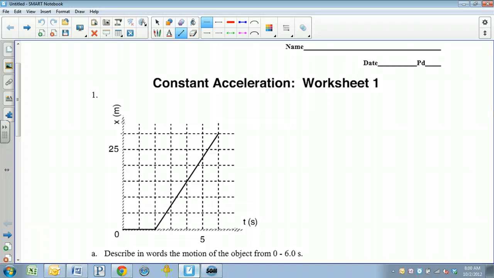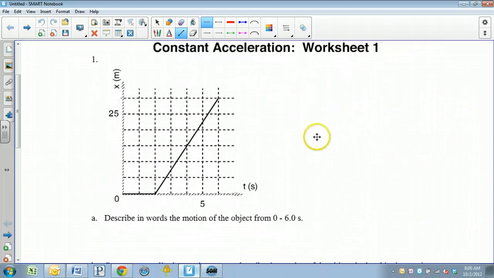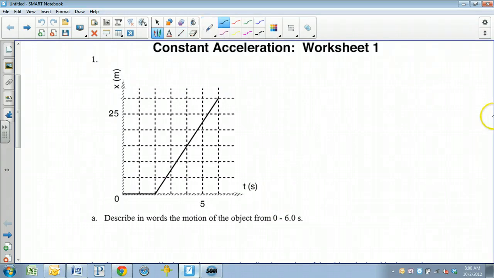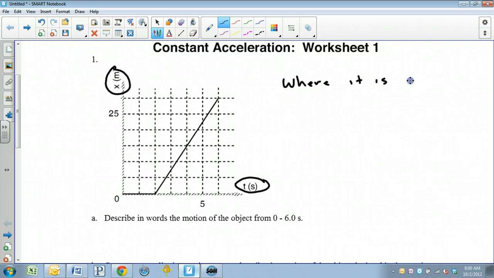We're going to be taking a look at this constant acceleration worksheet that you did in class yesterday. Starting with question number 1, we've got this graph, and the first question asks us to describe in words the motion of the object from 0 to 6 seconds. Now, this is a position versus time graph, so this graph is literally telling us where the object is at each point in time.